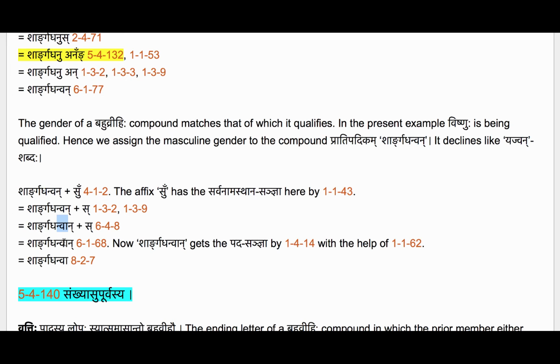And now comes 6.1.68 Halnyabhyo Dirghat Sutisyapriktam Hal, and performs the Lopaha, the elision of the single letter sa of the affix su. So now we get Sharangadhanvan, which now has the Padasanya by 1.4.14 Suptinantam Padam with the help of the Paribhasha Sutram 1.1.62 Pratyayalope Pratyayalakshanam. Based on this Padasanya, we now apply 8.2.7 Nalopah Pratipadikantasya. Perform the Lopaha, the elision of the letter n, which is at the end of the Pratipadikam as well as the Padam, Sharangadhanvan. So the final form for the Prathama Ekavachanam is Sharangadhanva.